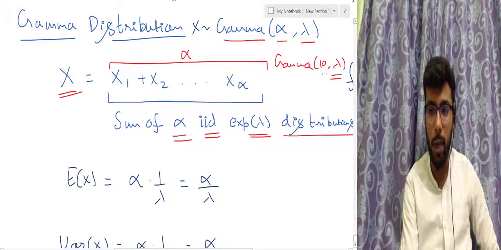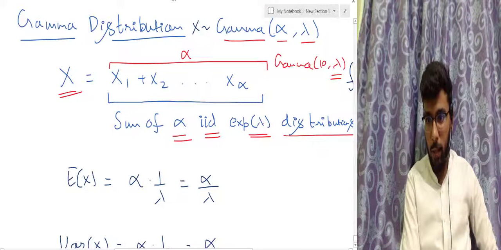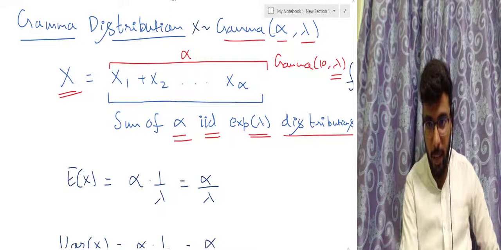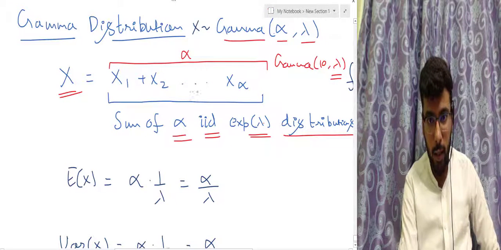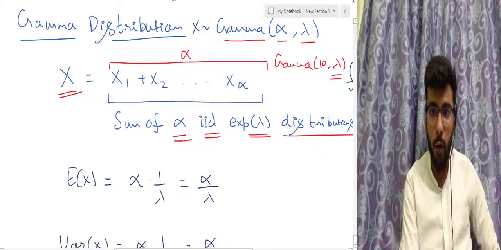So that's fairly straightforward to understand. This is a sum of exponential distributions which are independent of each other, and they are identically distributed. All of them have the same exponential lambda distribution.